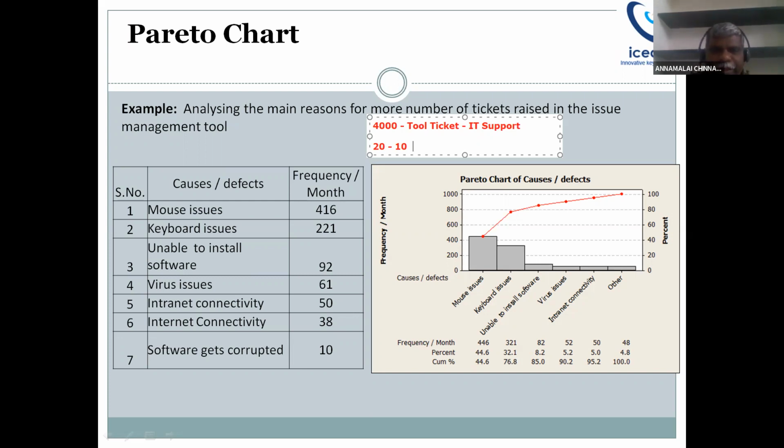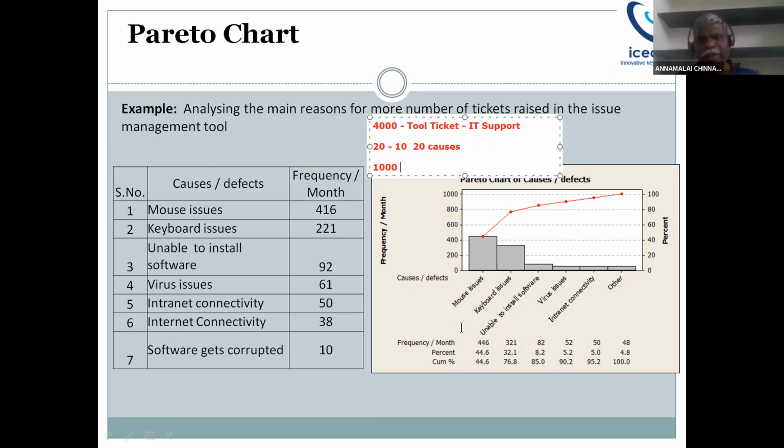In the system, tickets can be raised because of any of 20 different causes. There is a drop down in the tool, so out of these 20 different causes, for any of the causes you can raise a ticket. For a particular month, around 1,000 tickets were being raised on average. They wanted to collect the defect type, that is, for what type of defects how many tickets are raised. They found that for mouse related issues, 416 tickets were raised, keyboard issues 221, unable to install software 92.